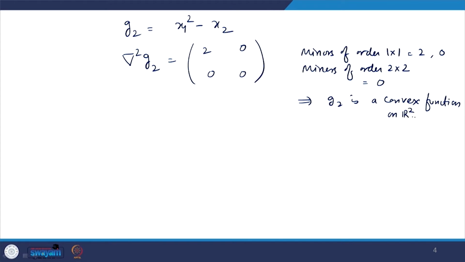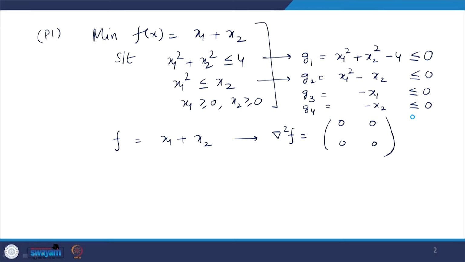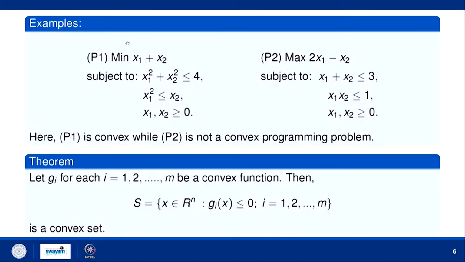Okay. Now, what is the third constraint? The third constraint is linear, minus x1, which is obviously convex, and the fourth constraint, minus x2, is also linear, which is also convex. So, hence we can say that the objective function as well as all constraints for this problem P1 are convex, and hence this problem is a convex programming problem. Okay. So, example 1, the problem 1, is basically a convex programming problem.